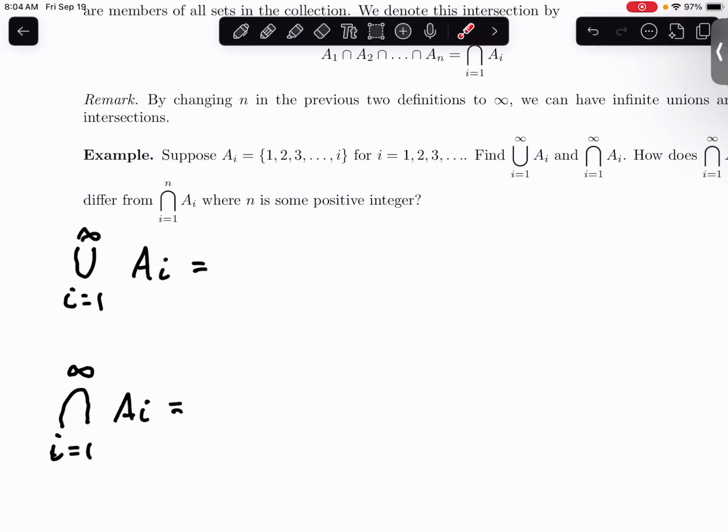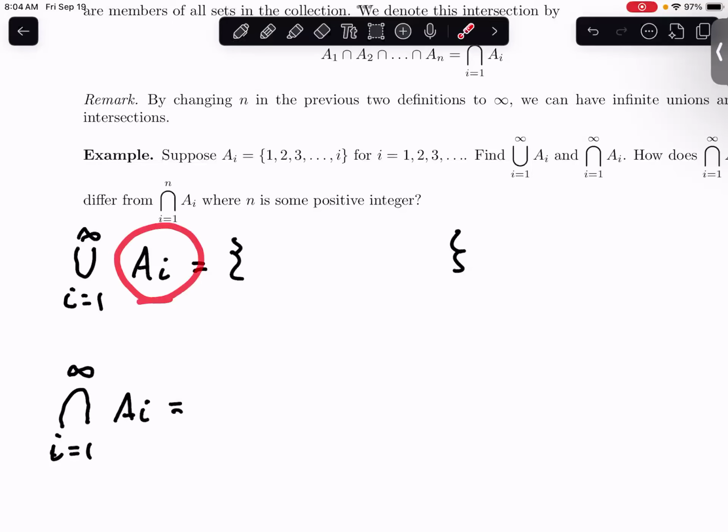Does anyone know? When it comes to unions and intersections, I'm thinking unions will include every number in every set, which will therefore be all real numbers, and the intersection will just be whatever numbers are in every set, which I believe would just be 1. Yeah. So I'll get to the intersection later.